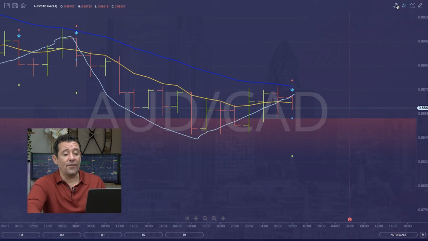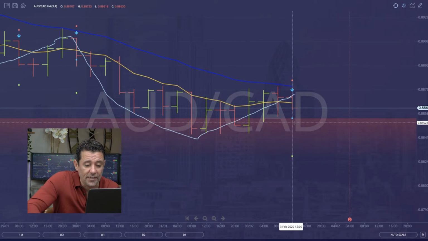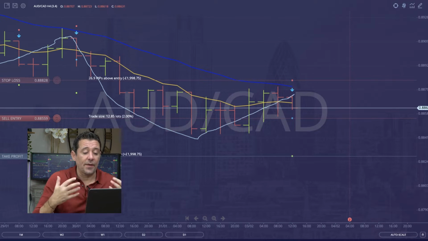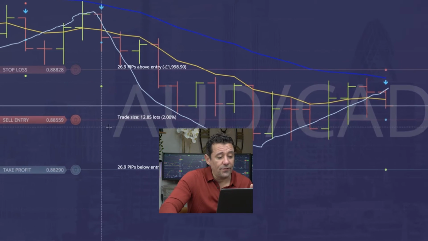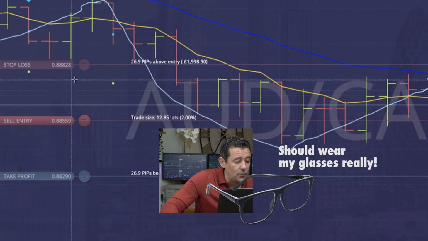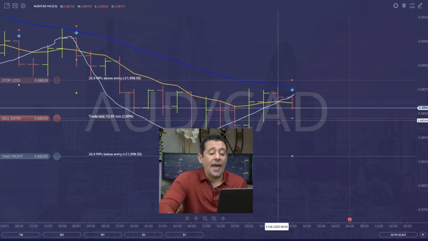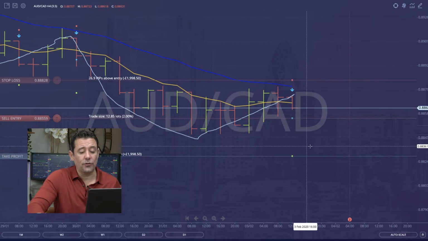If I'm not sure what that level is, I can do a number of things. I can put the crosshairs on and measure it myself, or easier still, just hit the red button and it brings the levels in and shows me that the sell entry would be at 188.55, the stop loss would be 188.28, and take profit would be 188.29. So that entry there is 1 pip below the low of that previous bar. That would be the sell entry.